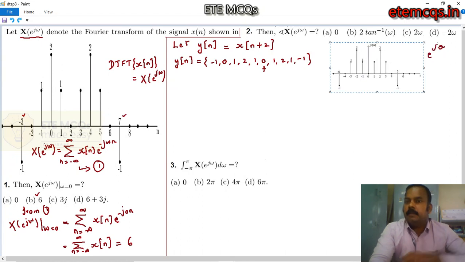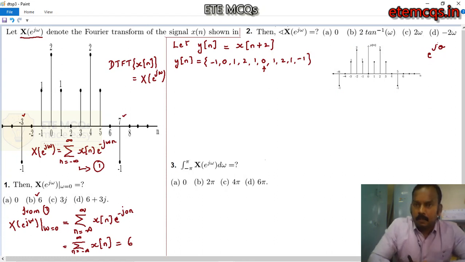So when I advance the signal by two samples, this will be my final y of n. You can notice that the signal is symmetric on both the sides. That is what you see here. At index minus 1 you have 1, for 1 you have 1, for minus 2 you have 2, for n equal to 2 you have 2, and so on. You can notice that it is symmetric on either side.